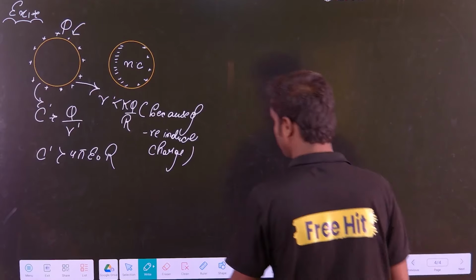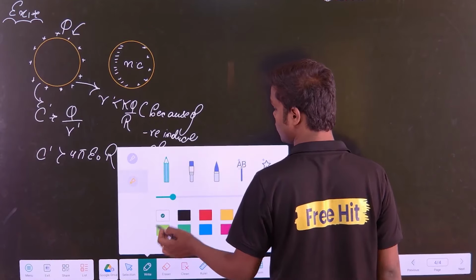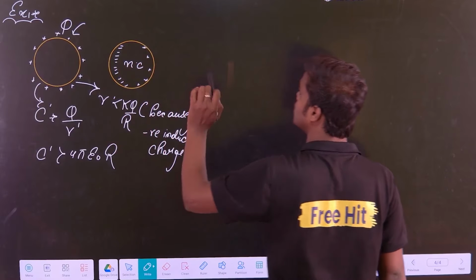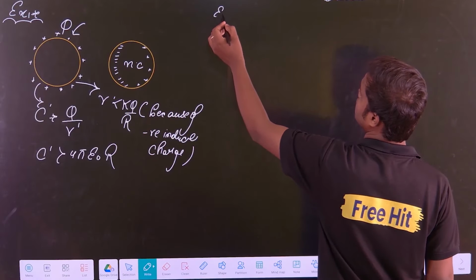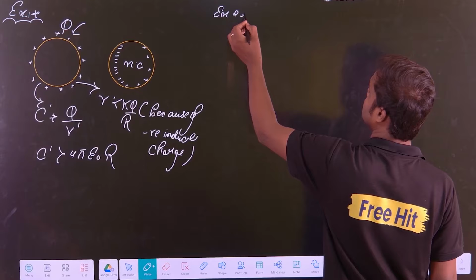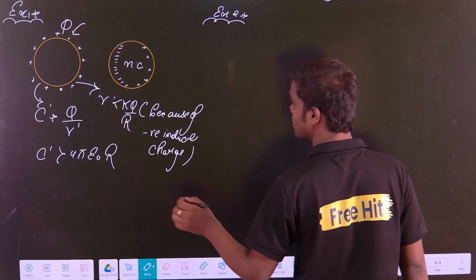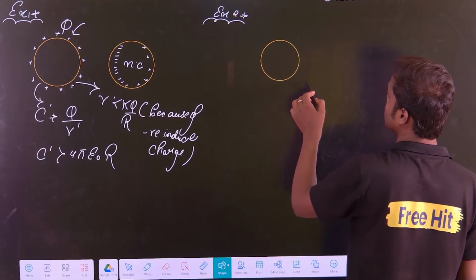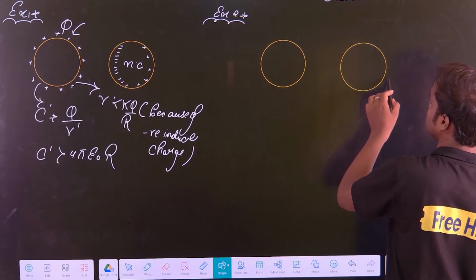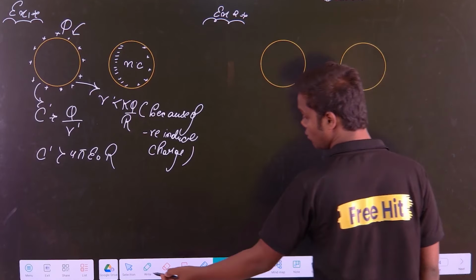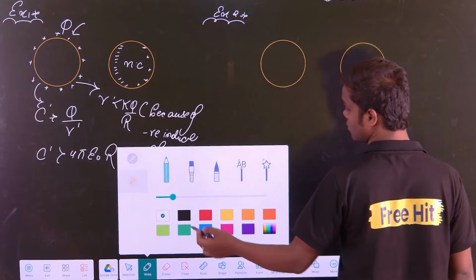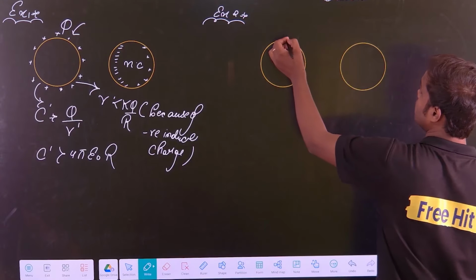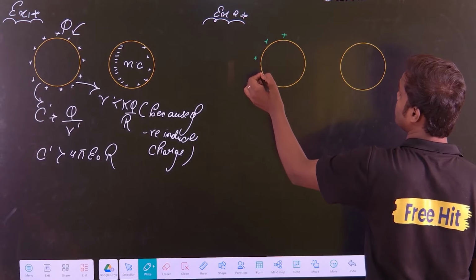Now after this observation, they said, okay, in spite of keeping the neutral conductor, we can do one more thing. What can we do? They did a second experiment. What is the second experiment they did? They took the same thing, the same conductor, and again took the same conductor. Now what did they do? They gave this conductor a positive charge.